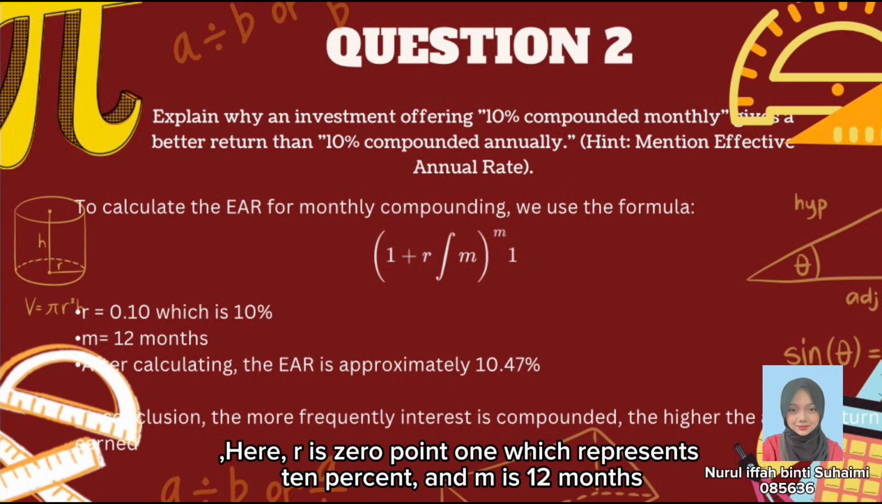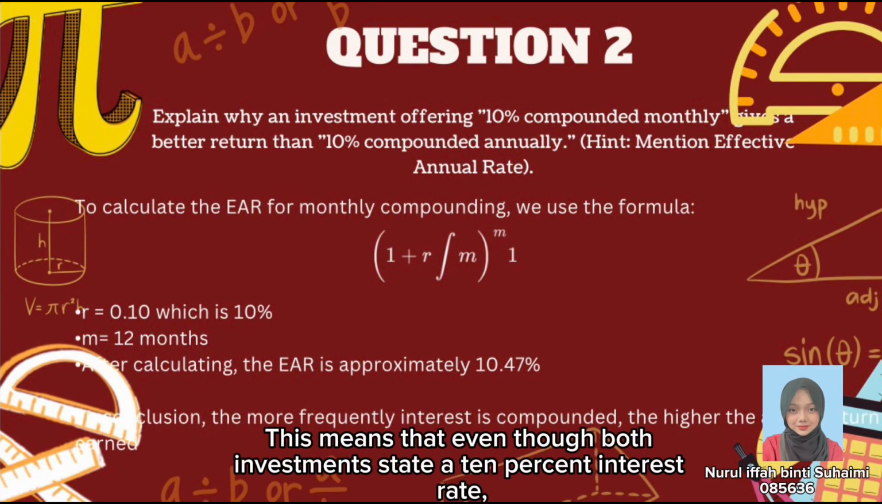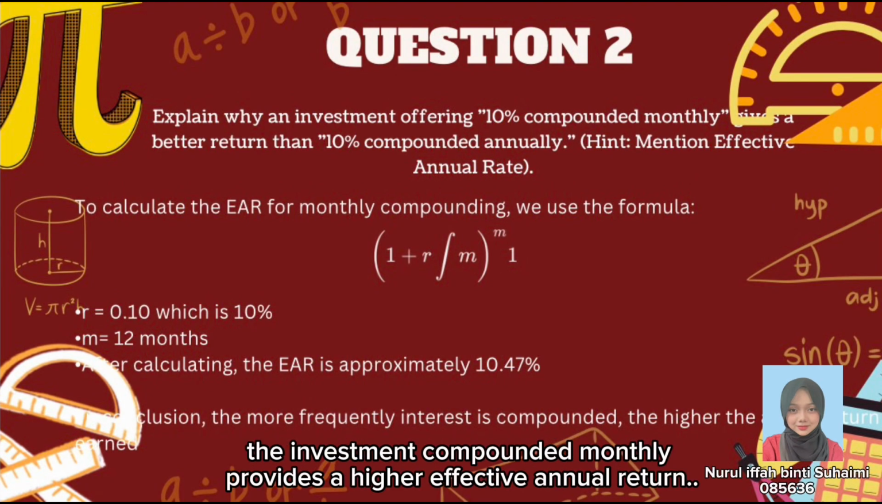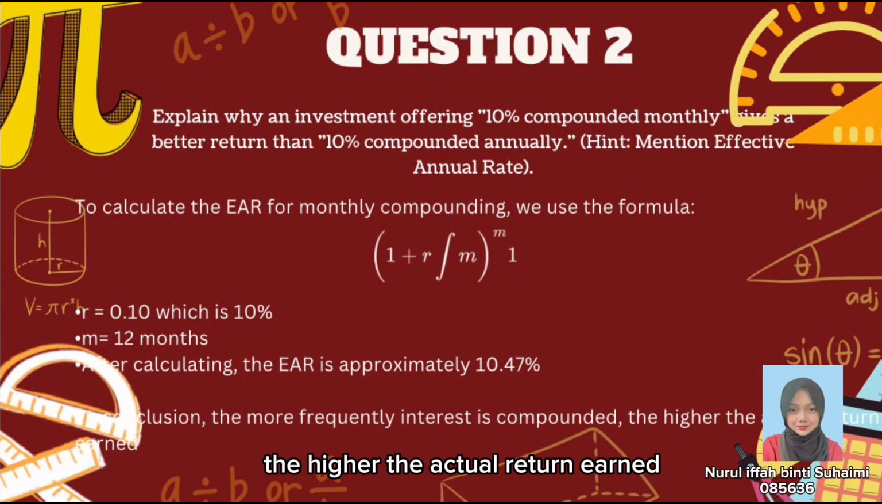Here, R is 0.1, which represents 10%, and M is 12 months. After calculating, the EAR is approximately 10.47%. This means that even though both investments have a 10% interest rate, the investment compounded monthly provides a higher effective annual return. In conclusion, the more frequently interest is compounded, the higher the actual return earned.